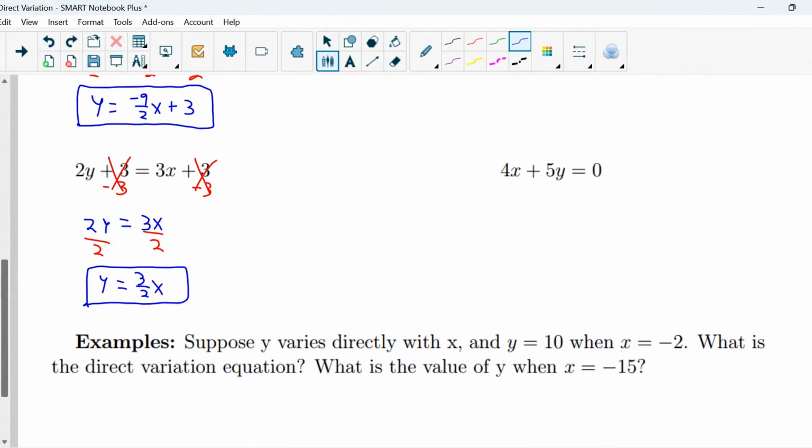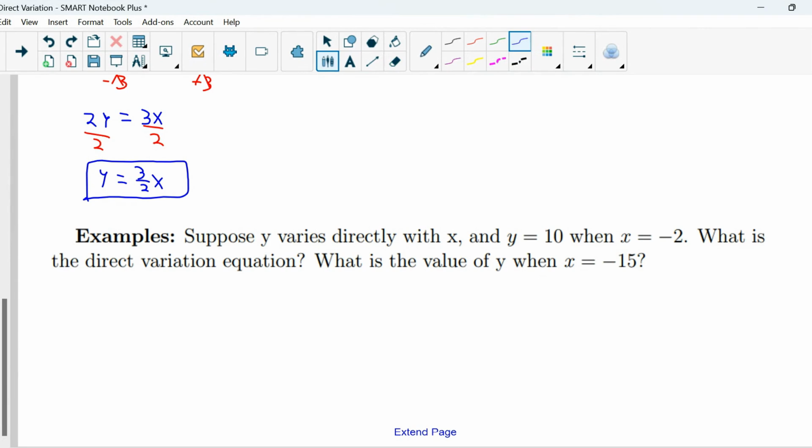Okay, last example. We have a bit of a word problem. So suppose y varies directly with x. So we have direct variation. Okay, let's highlight our important info first time we go through it. So suppose y varies directly with x. So it tells us we have a direct variation problem. When y equals 10 and x equals -2, what is the direct variation equation? What is the value of y when x is -15?